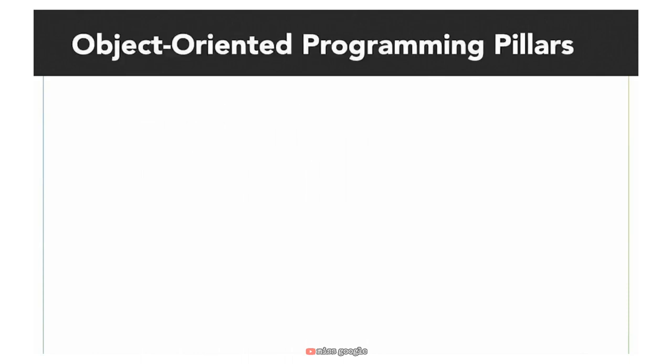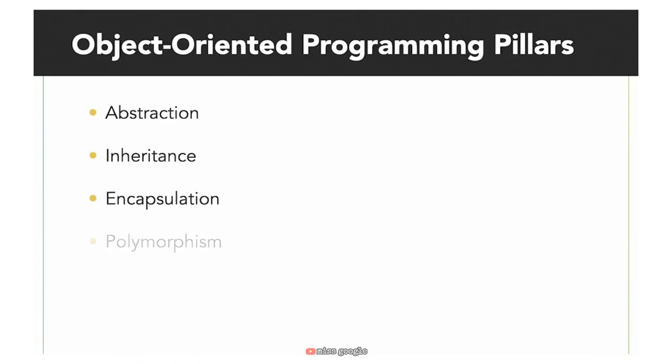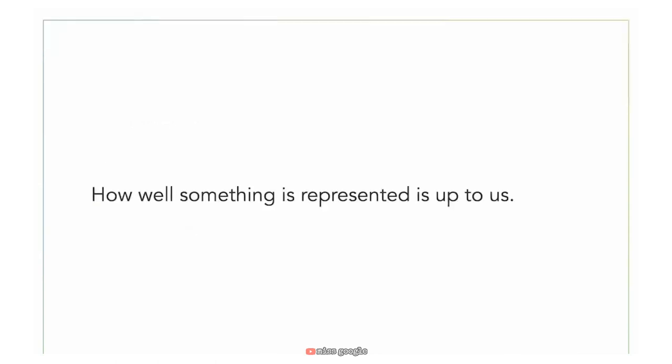Object-oriented programming comes with its own set of 4 pillars that define object-oriented design: abstraction, inheritance, encapsulation, and polymorphism. We'll explore each of these principles throughout the course. We'll also look at how to achieve these principles in our custom programs, as well as how the Java source code uses these concepts to reduce complexity and encourage code reusability. Almost anything in real life can be represented in code, but how well something is represented is up to us and what we decide to program.